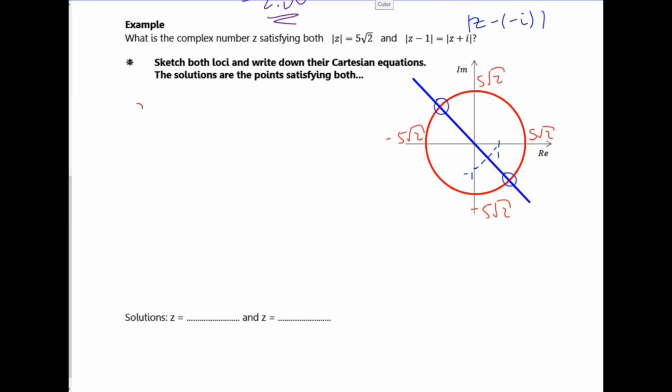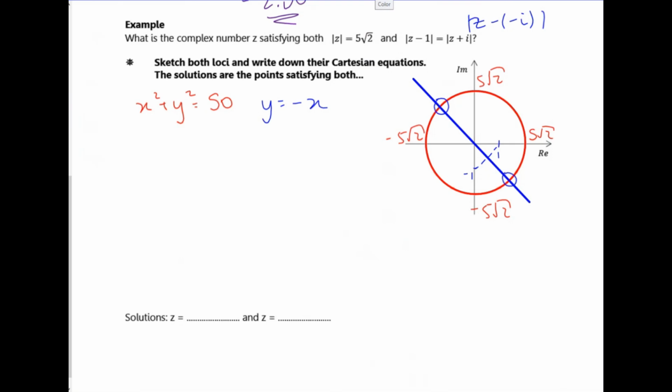Cartesian equation of the circle is x squared plus y squared equals (5√2) squared, which is 50. The equation of the straight line, you can do it in full, or you can just intuitively look at this one and go, well, this is symmetrical, goes through the origin, so this has got gradient -1 and goes through the origin, so it's y equals -x.